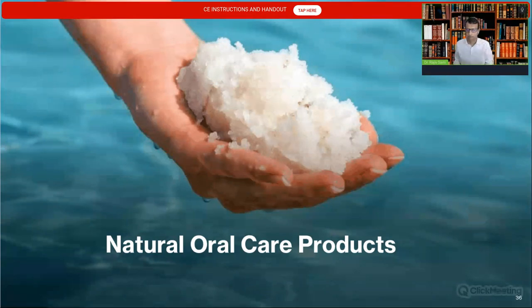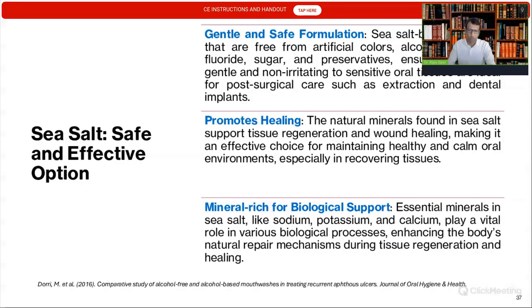So what is the solution? If you don't use regular oral care products, what is the solution? Recently, with a lot of inventions, a lot of attention has been gained by natural oral care products. And what kind of natural oral care products? Sea salt.